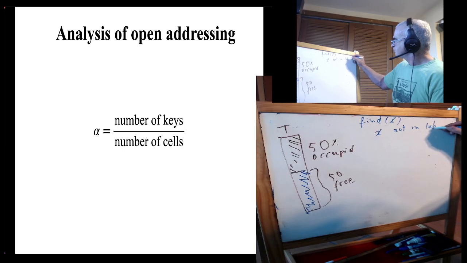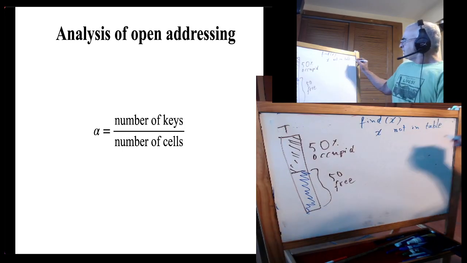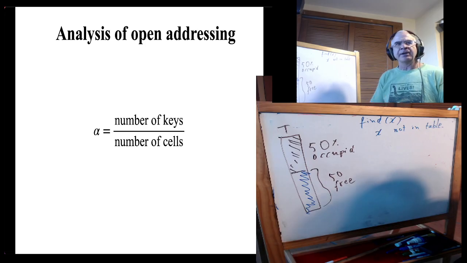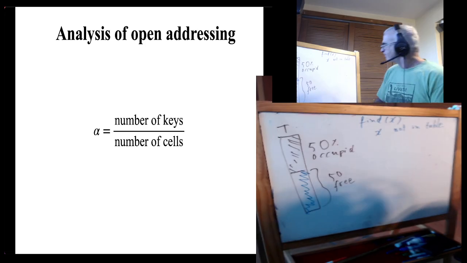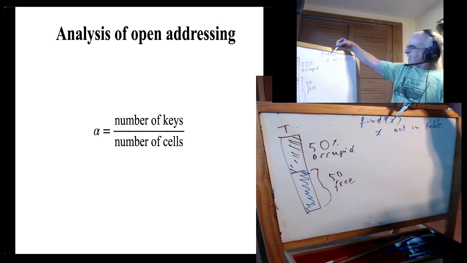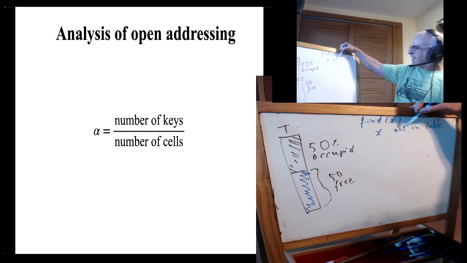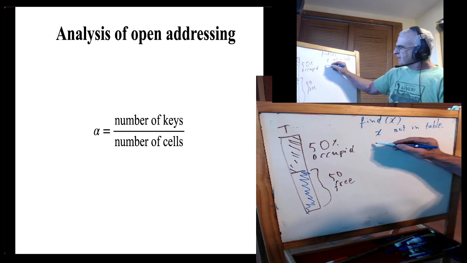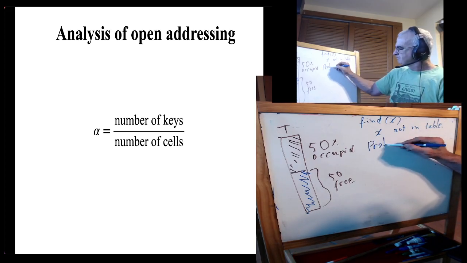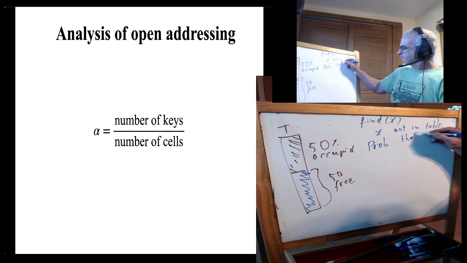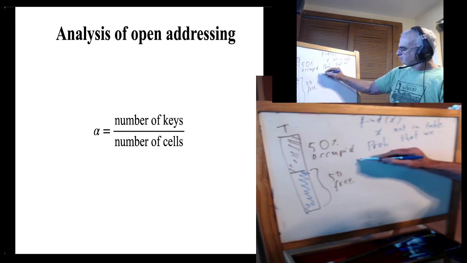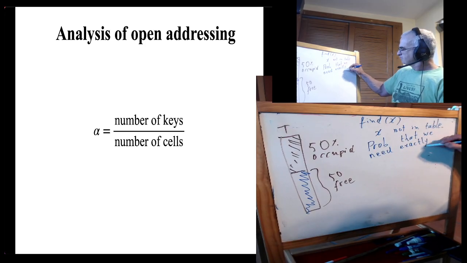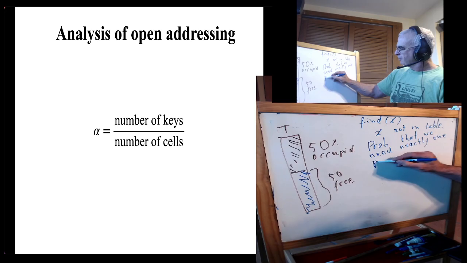And I'm compressing now a proof that is much hairier, I think, in CLRS. So I'm performing find of X, an unsuccessful search because it always takes more time. What is the probability that we need exactly one probe?